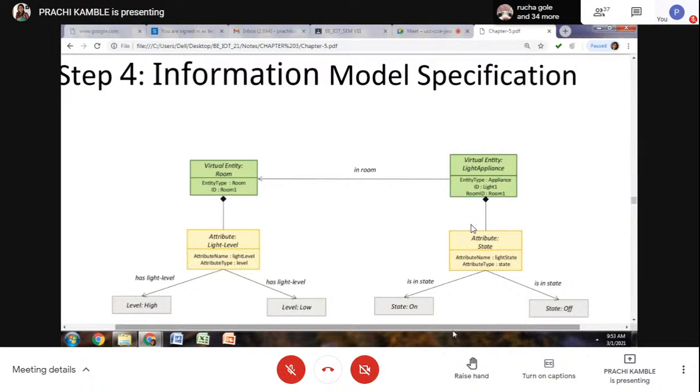Again, two groups have taken the same project. There you can use this attribute, but then you have to work on multiple attributes together. Here only light level is considered. Like that, your diagram will add more attributes into this.